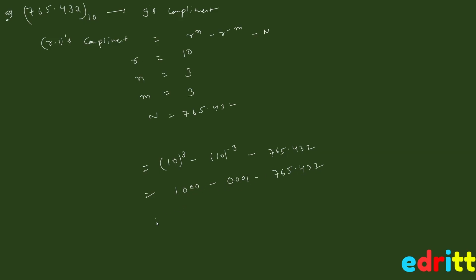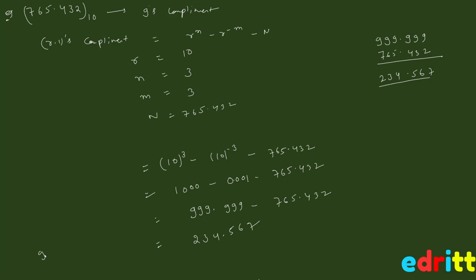Now what does this mean? This means 999.999 minus 765.432. Now again go back to kindergarten and try to solve this problem: 999.999 minus 765.432. So this will be 234.567. Now this is the 9's complement of this number, 234.567.